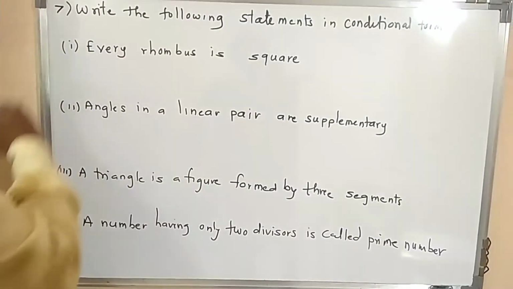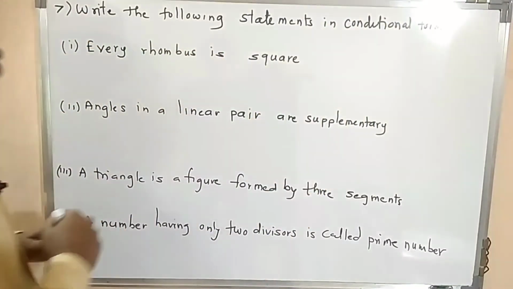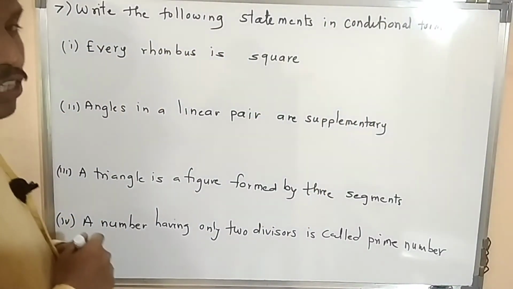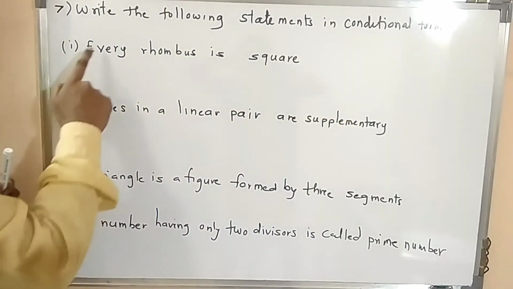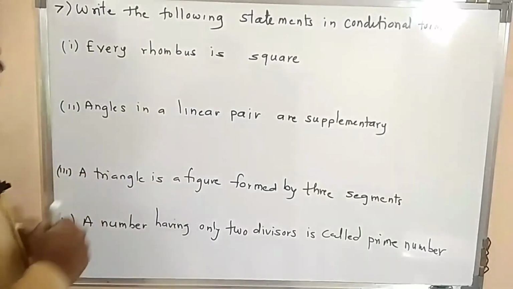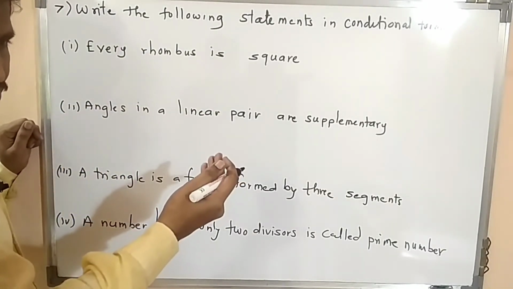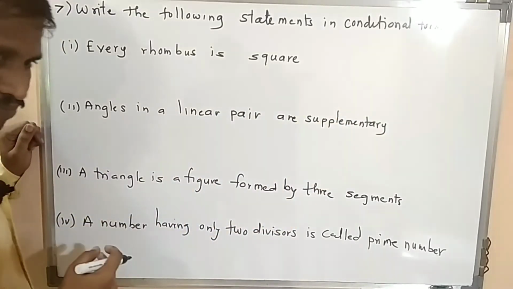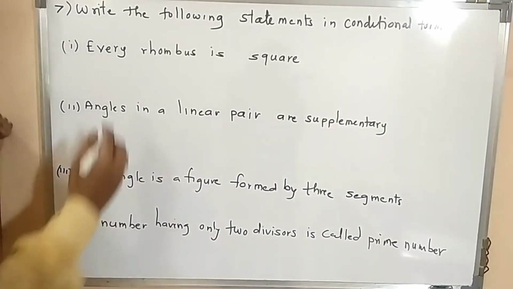Question number 7. Write the following statement in conditional form. What do you mean by conditional form? You have to write in if then form. Every rhombus is a square. It means if a quadrilateral is a rhombus, then it is a square. So you have to write in if then form.